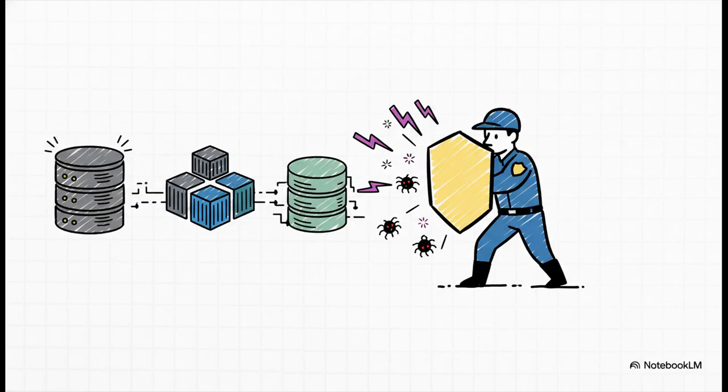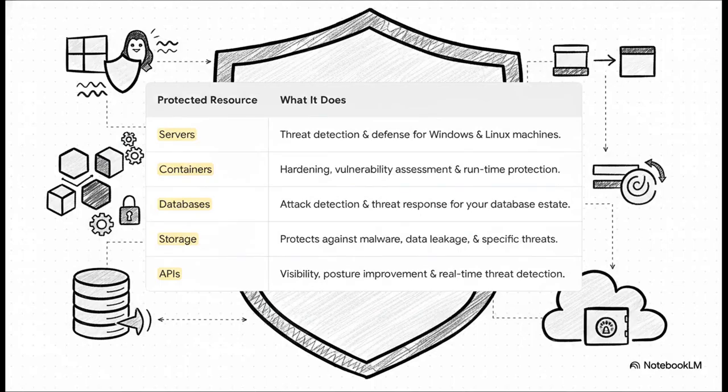And that brings us to the third pillar, the Cloud Workload Protection Platform, or CWPP. So if CSPM is the inspector checking all the locks, then CWPP is the active security guard walking the beat. It provides real-time threat detection and advanced defenses for the things that are actually running: your servers, your containers, your databases.